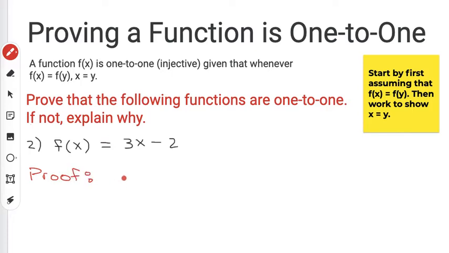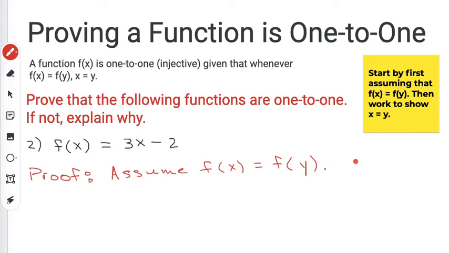So the first thing we do is we start by assuming that f of x is equal to f of y. So we are going to assume that f of x is equal to f of y. Assume that f of x is equal to f of y. So that's the first thing that we're going to assume.